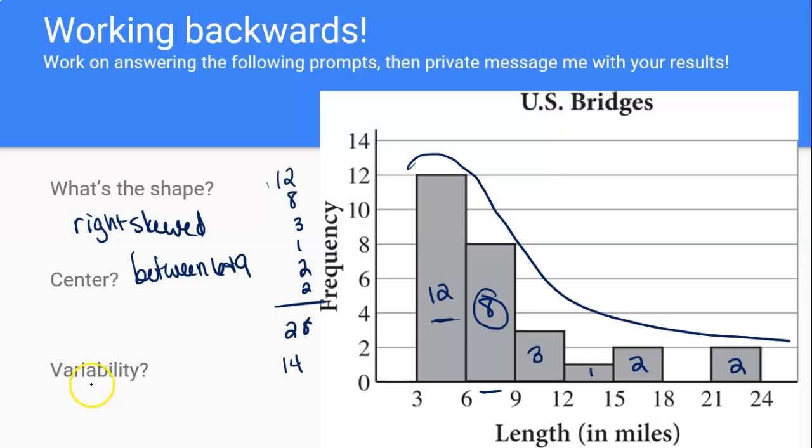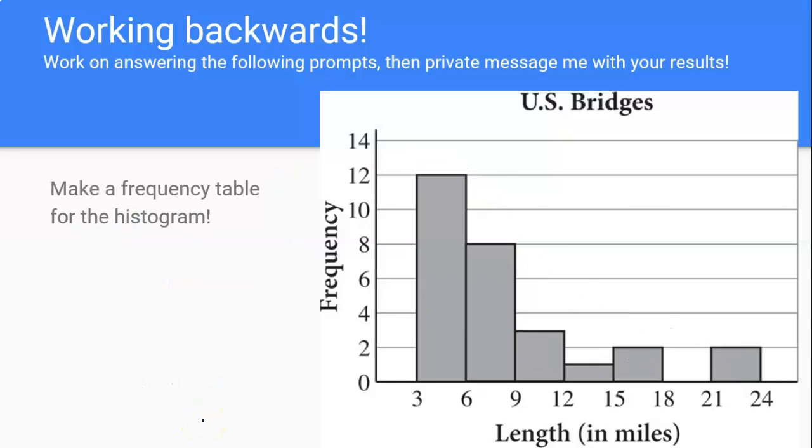And the variability, the lowest piece of data is a 3. The highest piece of data is 24. So it's between 3 and 24.